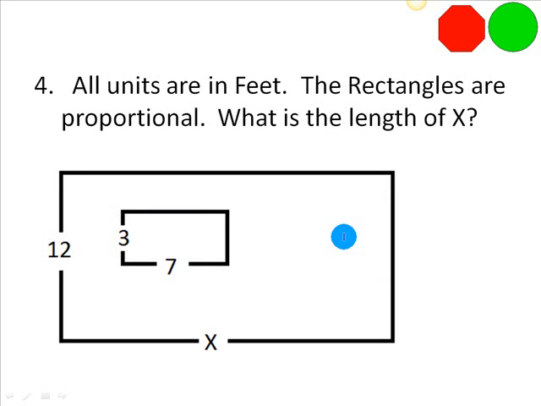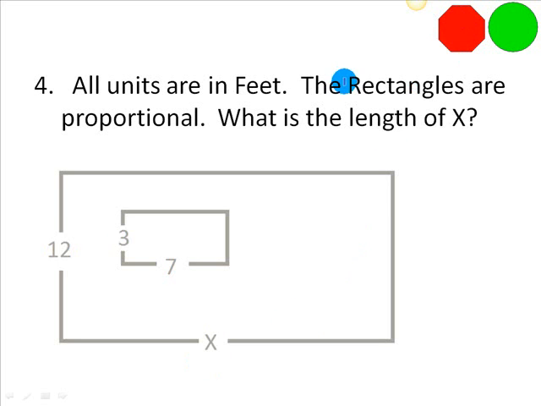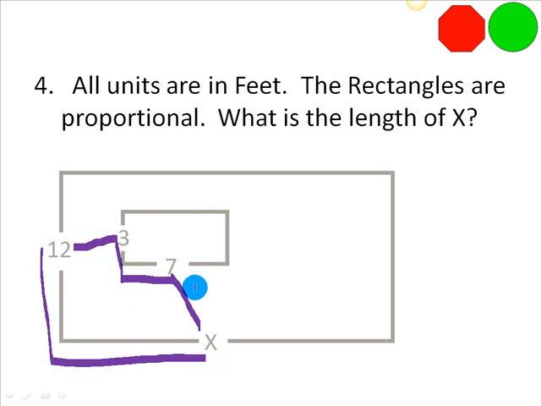Number 4, turn all units into feet. The rectangles are proportional. What is the length of x? Click on the stop sign. All right, let's see how you did. A couple of ways of setting up this proportion. We can compare 3 to 12, or we can compare 7 to x, or we can compare 3 to 7 and 12 to x. Doesn't really matter how you do it, as long as you keep everything straight.